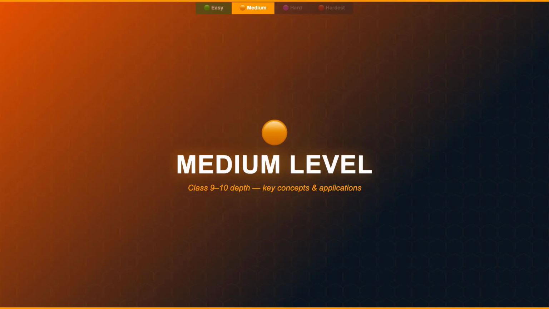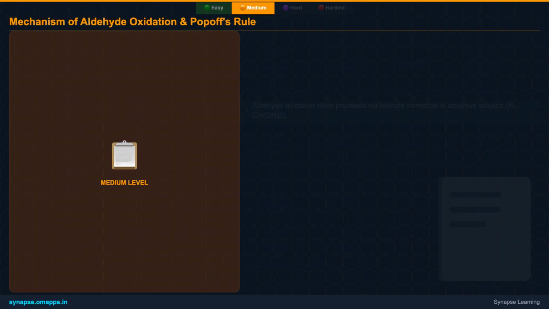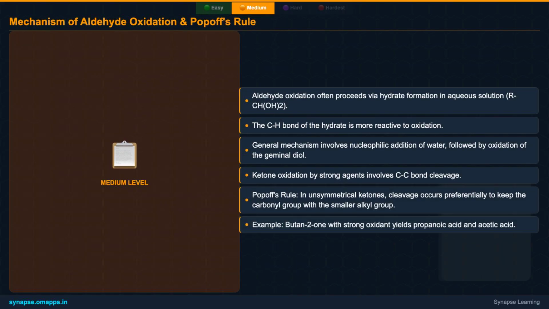Welcome to the medium level, where we'll explore mechanisms and more complex reactions. At the medium level, we delve into the why behind aldehyde oxidation. In aqueous environments, aldehydes often form hydrates, which are geminal diols. It's these hydrates that are more readily oxidized, acting as an intermediate step. The C-H bond of this hydrate is particularly susceptible to the oxidizing agent, leading to the formation of a carboxylic acid. This mechanism provides a clearer picture of the electron flow and bond breaking involved.